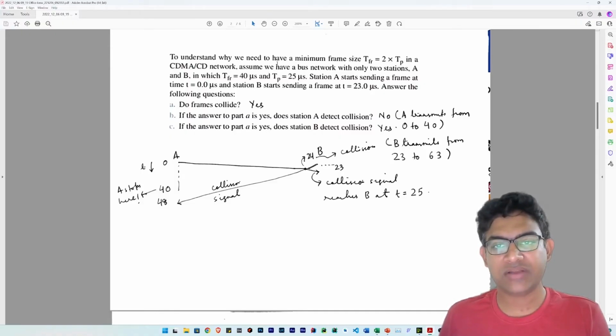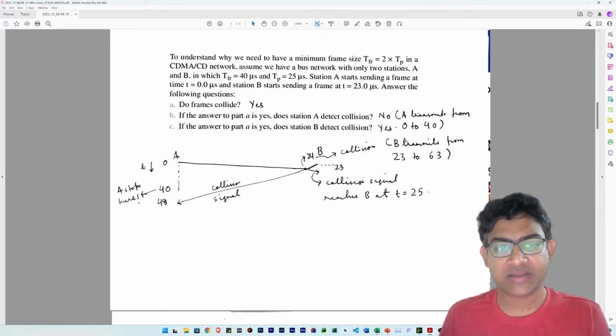Assume we have a bus network with only 2 stations, A and B, in which the frame transmission time is 40 microseconds and the propagation time is 25 microseconds. Station A starts sending a frame at t equal to 0 and station B starts sending a frame at t equal to 23. Answer the following questions. Do the frames collide? Yes.